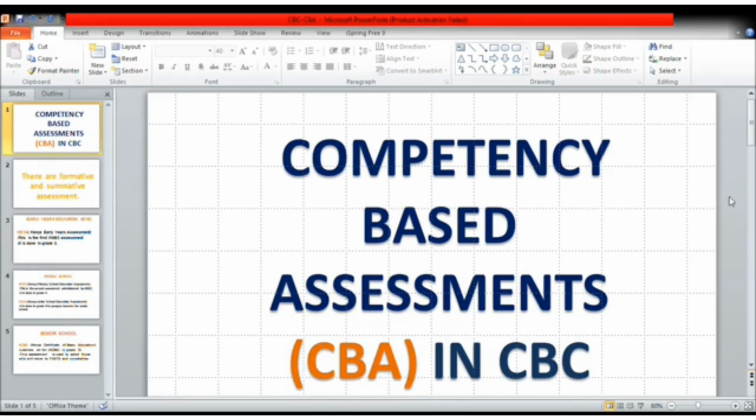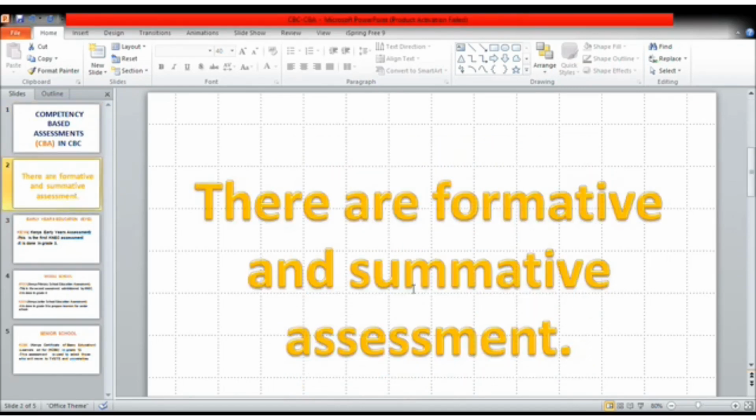In CBC, learners are assessed using formative and summative assessments. Formative assessments are assessments that are done in the process of learning, or when learning is taking place. Summative assessments are done at the end of the course. Hope you're okay up to there. So in today's lesson, I will focus on summative assessments.